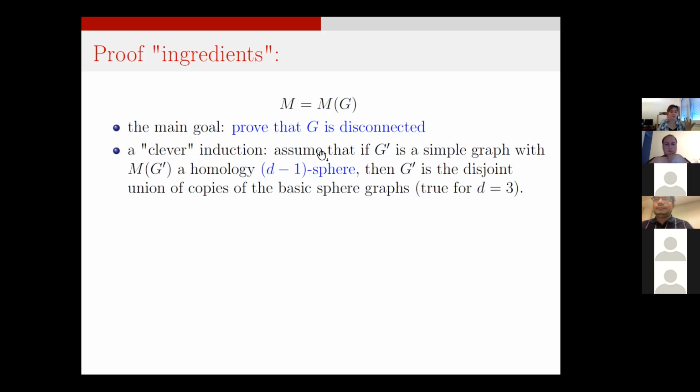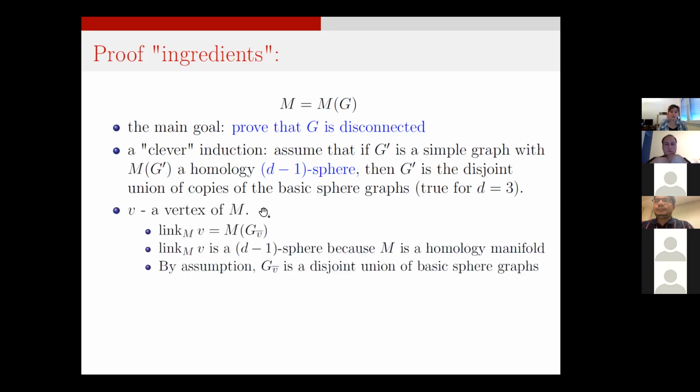So this is the statement we prove: if we have a simple graph G prime, such that its matching complex is a D-1 sphere, then it is the disjoint union of those small graphs. And that is true in dimension 2 when D is equal to 3. And that's just a small clever spot. So that's what we know from the assumption.